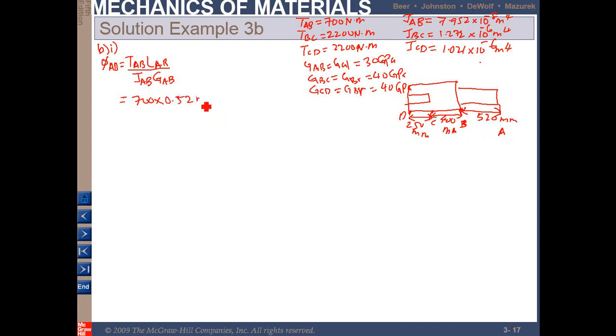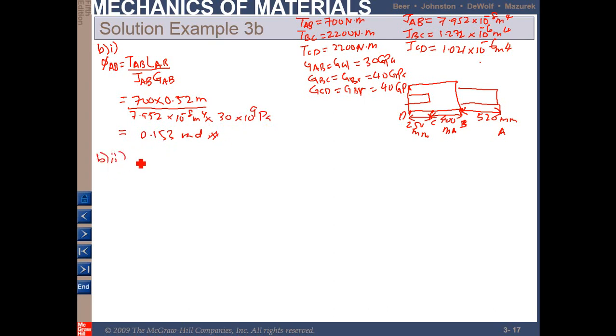So back to here, phi of AB is equal to 700 Newton meter times L, which is 0.52 meter, over JAB. So JAB is 7.952 times 10 to the power of minus 8 m4 times GAB. GAB is 30 times 10 to the power of 9 Pascal. So if you calculate using your calculator, you get 0.153 radian.